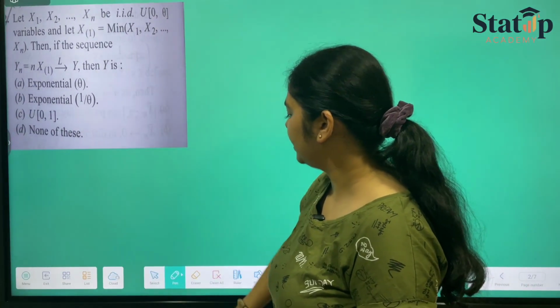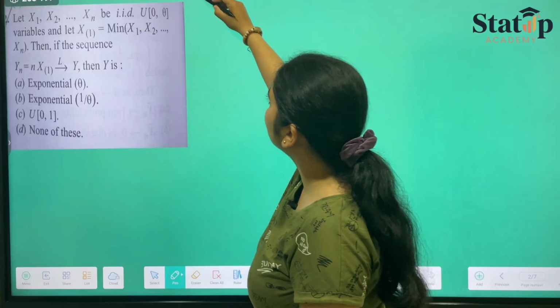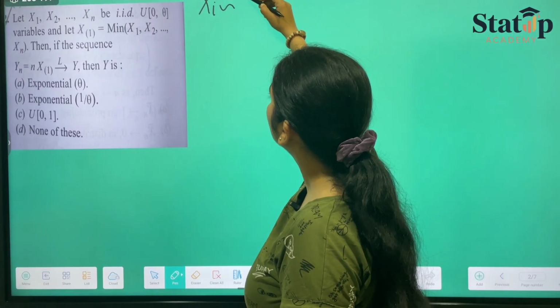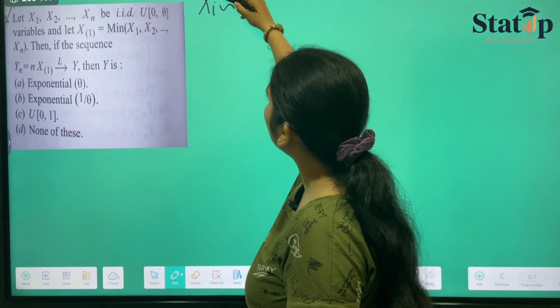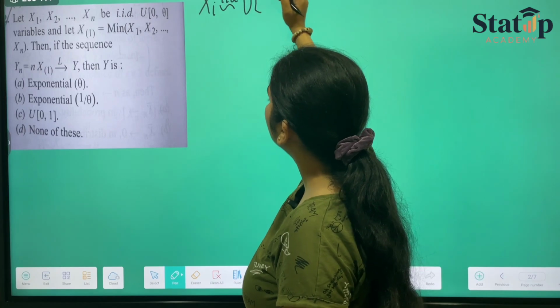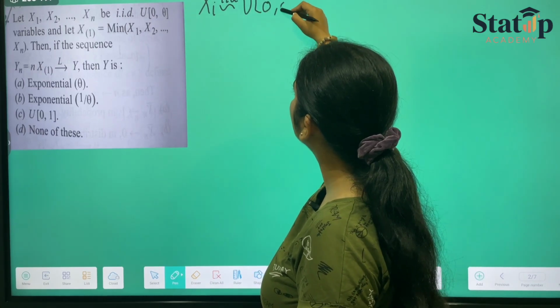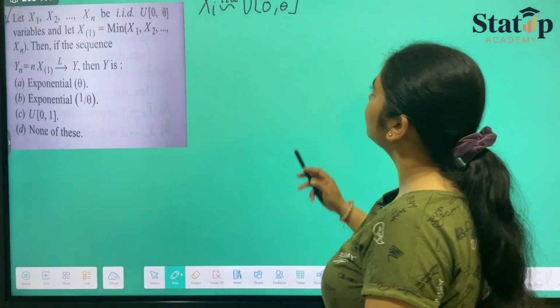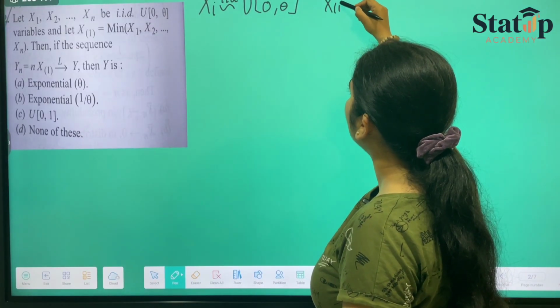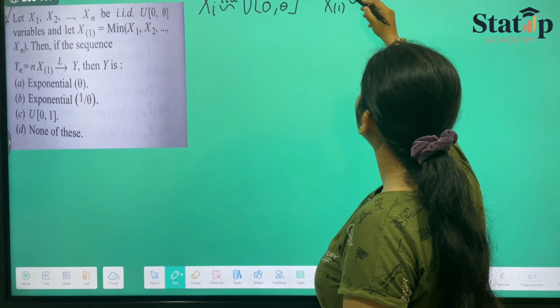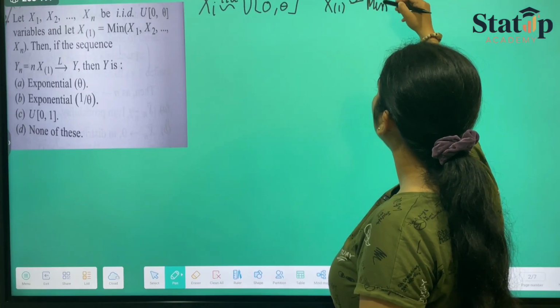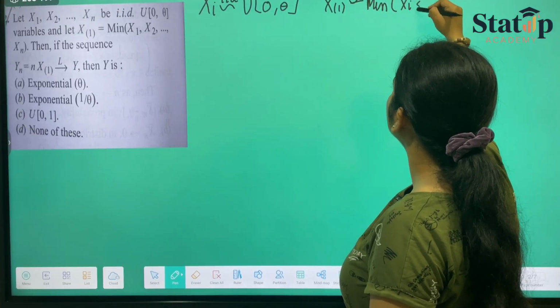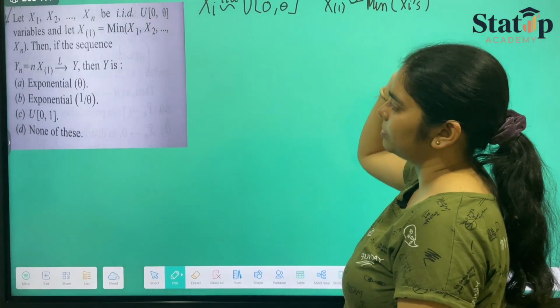Here they have provided that all of the Xi's follow a uniform distribution, and they are IID, independent and identically distributed, uniform with parameters 0 and theta. They have given us that X1 is equal to the minimum of all the Xi's. I am writing the Xi's here: X1, X2, up till Xn.